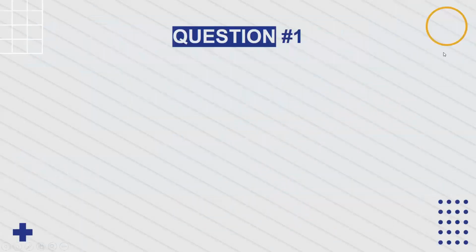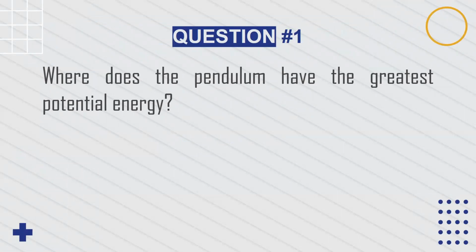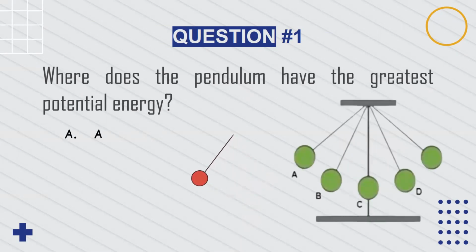So let's start. Where does the pendulum have the greatest potential energy? Is it at point A, point B, point C, or point D? Alright, so to answer this one, we have to know what the potential energy and the kinetic energy are at each of the points of a pendulum.